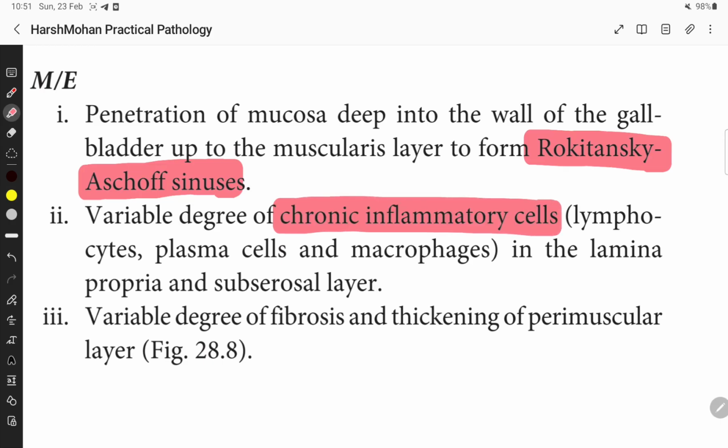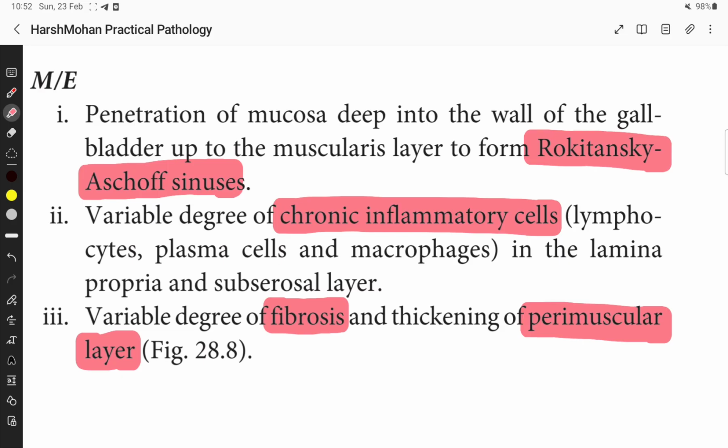There is a variable degree of chronic inflammatory cells like lymphocytes, plasma cells, and macrophages in the lamina propria and subserosal layer, and a variable degree of fibrosis and thickening of the perimuscular layer.